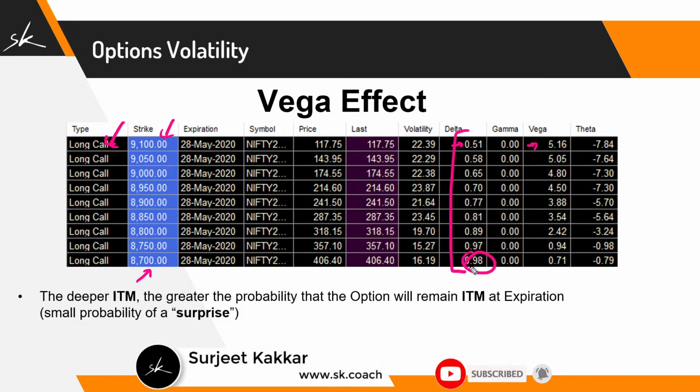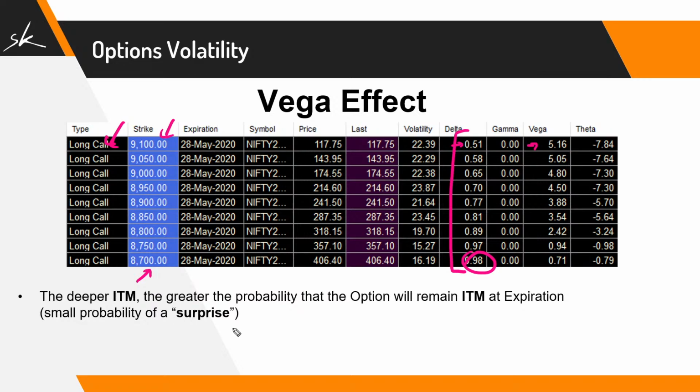So that is where you can see that the delta is 0.8, very high delta, because it is deep in the money. Since it will have a smaller probability of surprise, because most probably it will end in the money, the probability of getting out of the money is very low. That is why, when you start getting really deep into the money, you will see that the Vega starts reducing. You can see it reducing as we go deeper into the money. Why? Because now the probability of that surprise starts reducing.